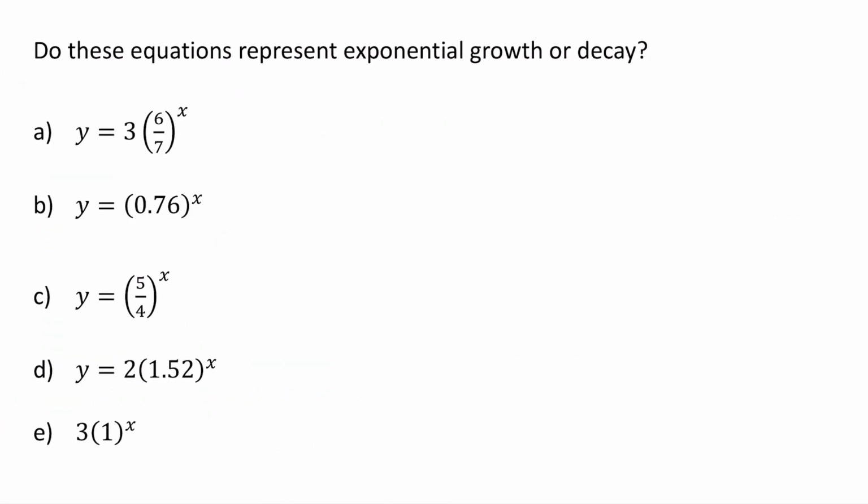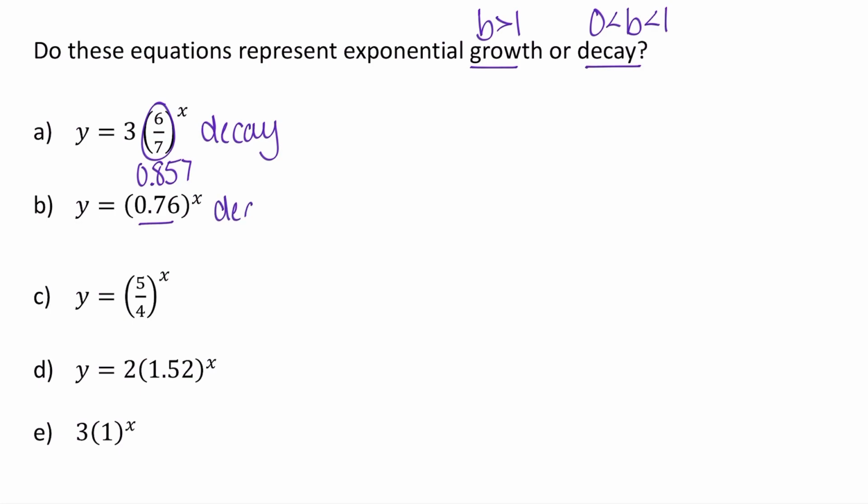So do these equations represent exponential growth or decay? Remember, the main idea here is that if b is bigger than 1, we have exponential growth. If b is between 0 and 1, we have exponential decay. So here, all we need to look at is the b value. Okay, so we have b, which is 6 over 7. If you want to convert that to a decimal, that is about 0.857. Okay, that's between 0 and 1, so this one is going to be decay. In A, we have 0.76, which is our value of b, and that is going to be, once again, exponential decay, because that's between 0 and 1.